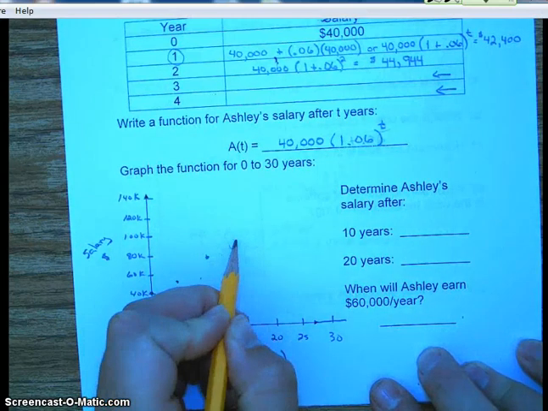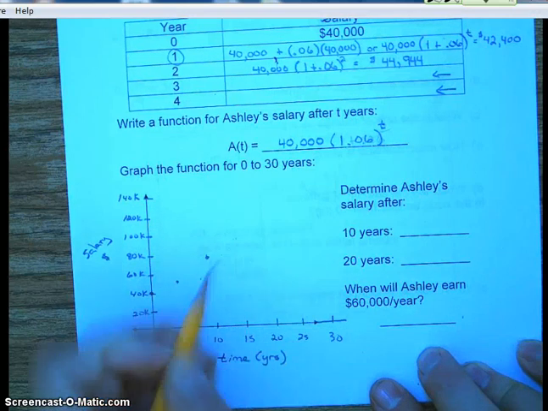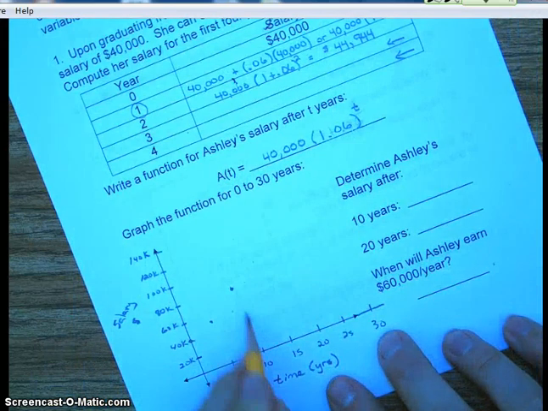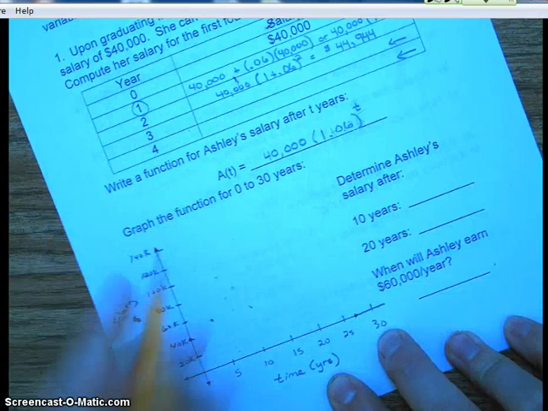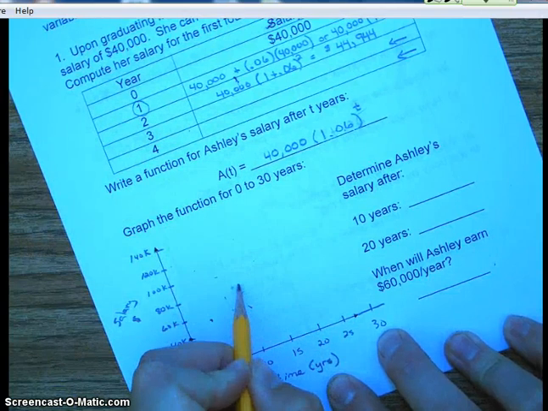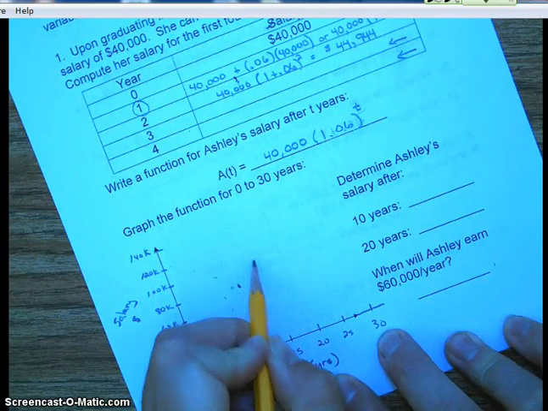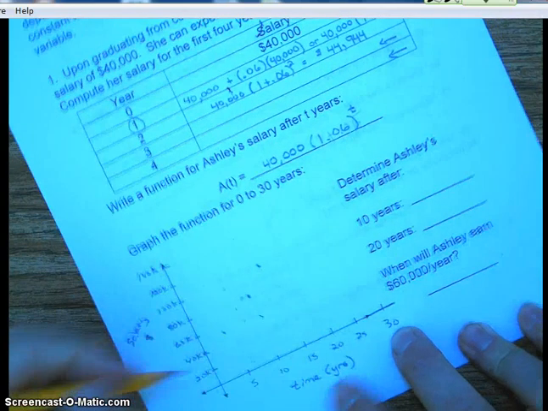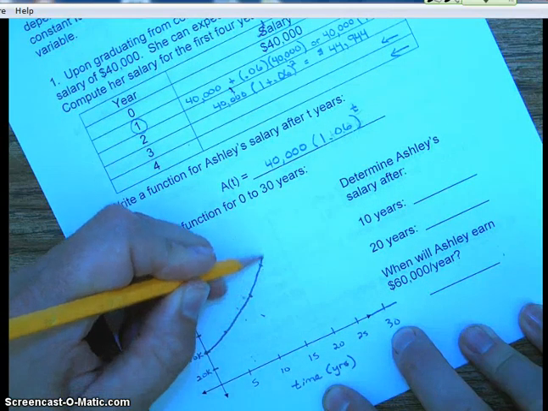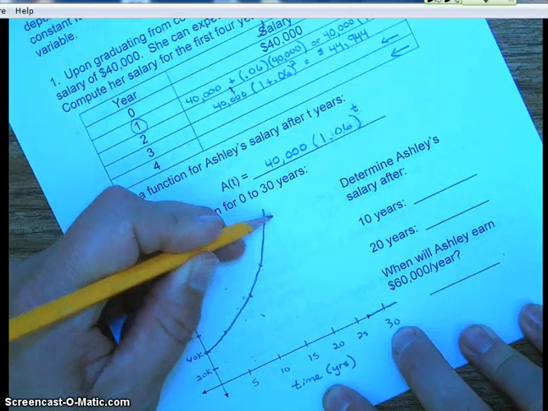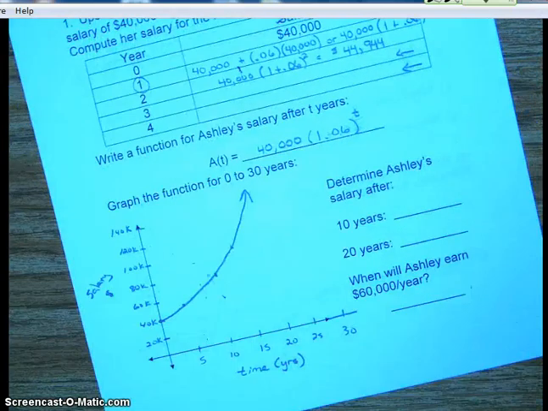And I wish my salary went up like hers. I'm not drawing this very well. It'd be better if I was actually on a grid. Anyway, you get the idea. It's going up. It's going to go up exponentially. Something like that.